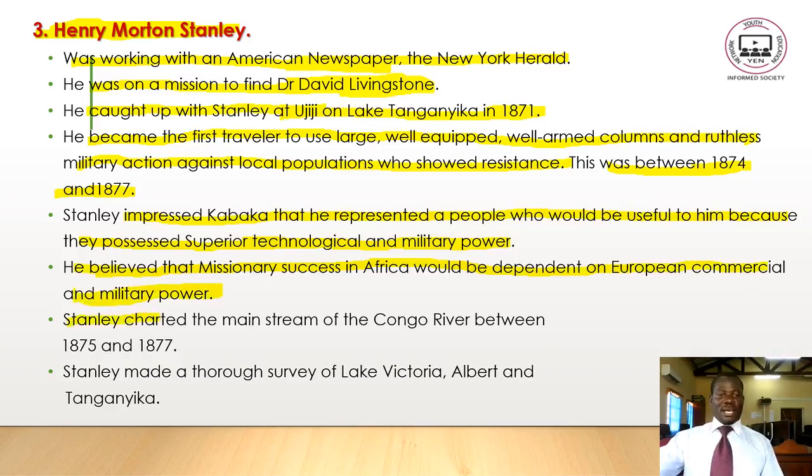Stanley charted the mainstream of the Congo River between 1875 and 1877. So he moved along that Congo River between those years. Also, Stanley made a thorough survey of Lake Victoria, Albert, and Tanganyika. These three lakes were thoroughly studied by Henry Morton Stanley through his movements.